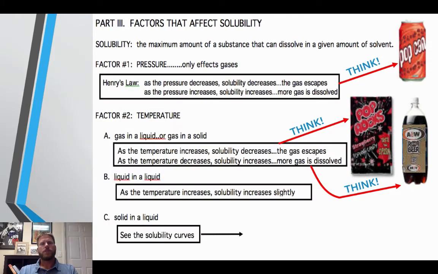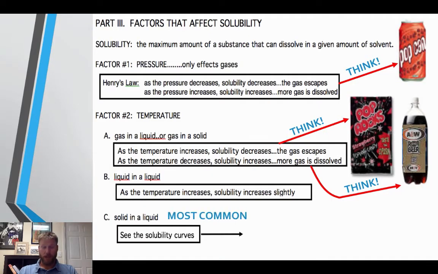So as far as temperature affecting solubility, when we try to dissolve one liquid in another liquid, it is a direct relationship. If you increase the temperature of the solution, you can actually get more of the solute to dissolve if you're trying to mix two liquids together. Now, in terms of temperature effects on the solubility of a solute in a solution, the solid dissolving in a liquid is the most common solution that is made, especially in a chemistry lab.